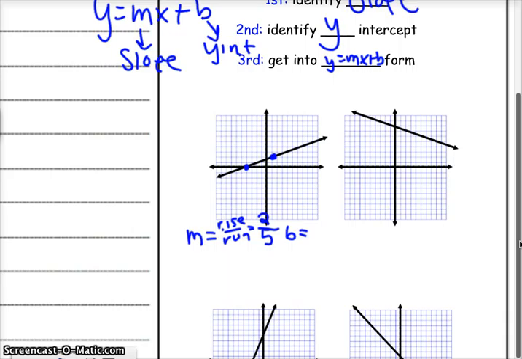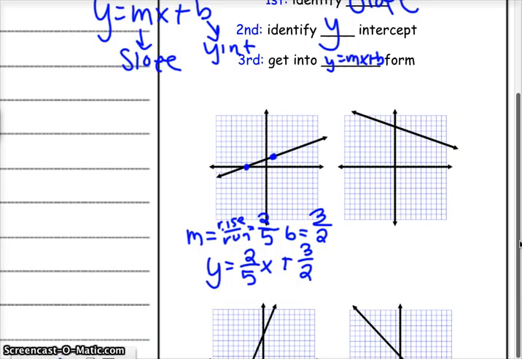My y-intercept, it looks like it's 1 1/2. 1 1/2 is 3/2. We always like to keep things as improper fractions. Now I get it into y equals mx plus b. y equals my slope times x plus my y-intercept. That one was ugly.